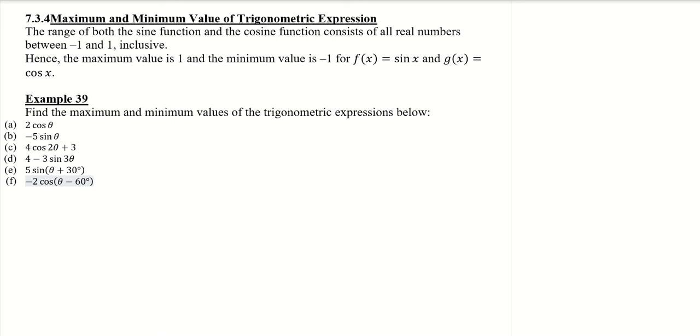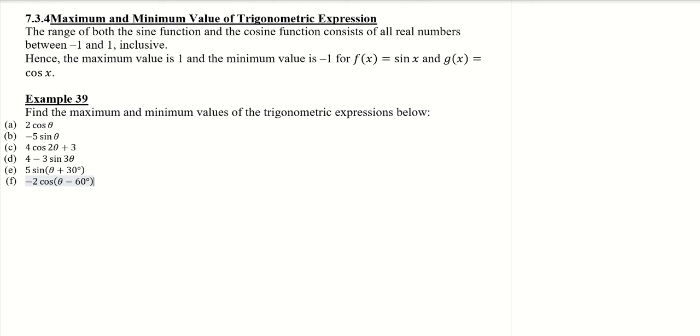Okay, 7.3.4 maximum and minimum value of trigonometric expression. Okay, so in this part, what we're going to do is we're going to find the maximum and minimum value for any trigonometric expression. Alright, so dalam bahagian ni kita nak cari nilai minimum dan nilai maksimum bagi sesuatu ungkapan trigonometrik. Alright, so we're going to take a look at example 39.